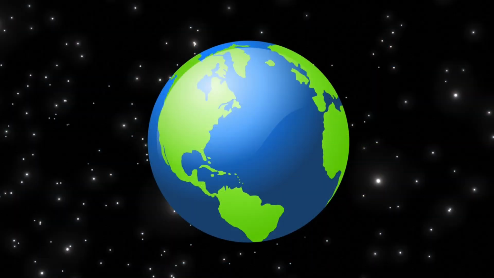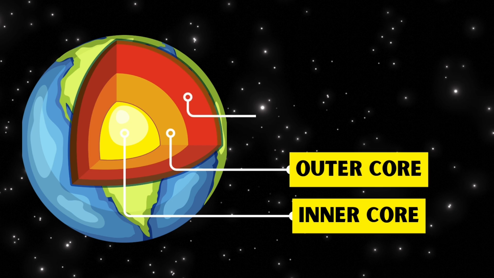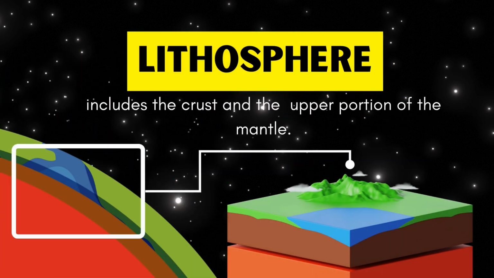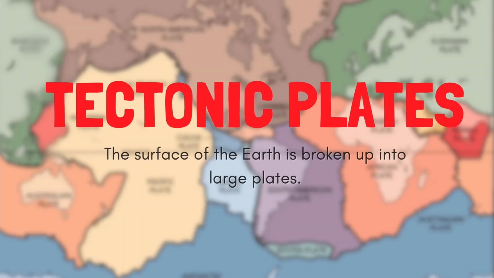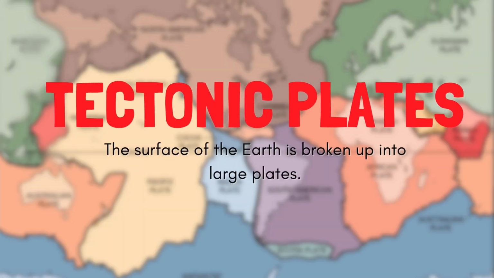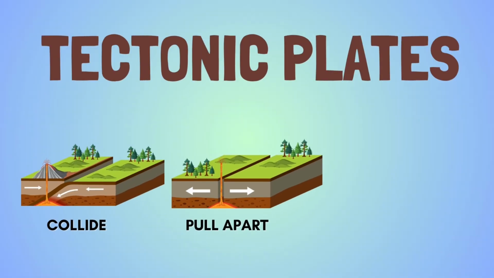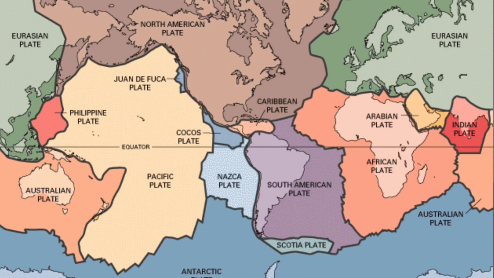You see, the Earth is made up of layers: the inner core, the outer core, the mantle, and the crust. The crust and the upper mantle is called the lithosphere. You can think of it as the Earth's skin, and it's broken into pieces called tectonic plates. These plates slowly move around. They collide, pull apart, or slide past each other, causing fractures on Earth's crust.